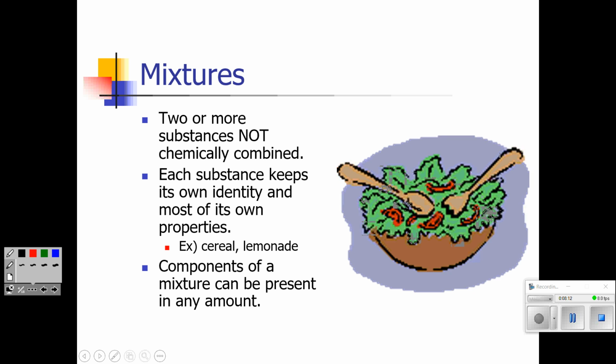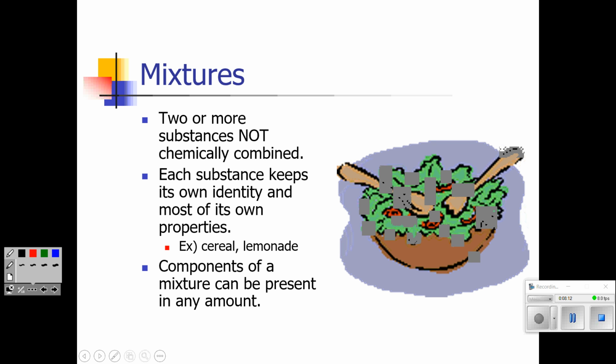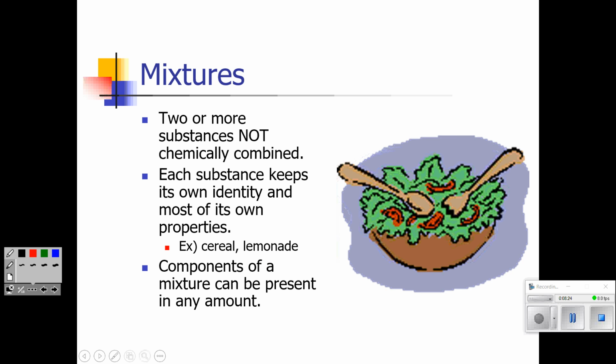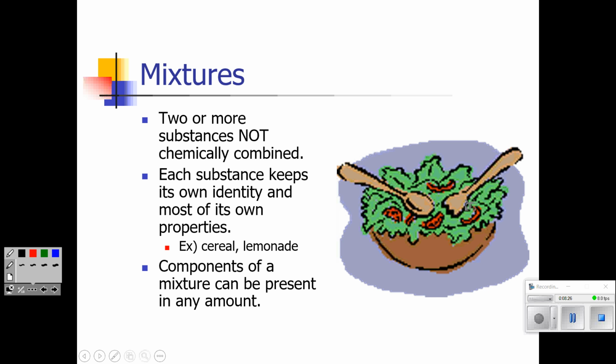And again, the components of a mixture can be present in any amount. So whereas your compound, you had to have a fixed amount. H2O had to have 2 parts hydrogen, 1 part oxygen. In a mixture, your salad, it doesn't matter how many pieces of lettuce, onions, tomatoes, cheese, whatever you put inside there. It doesn't matter how many. It's still a salad.